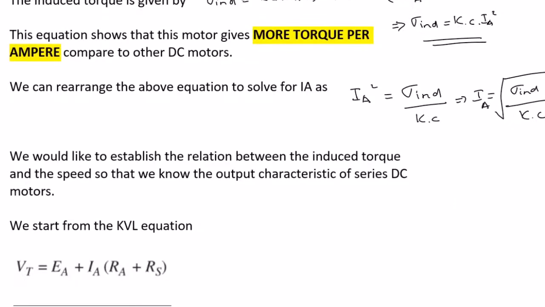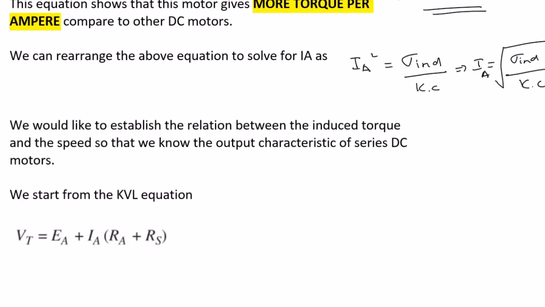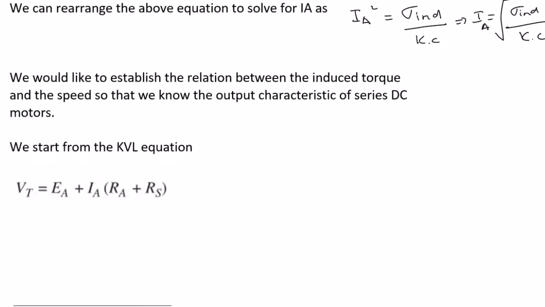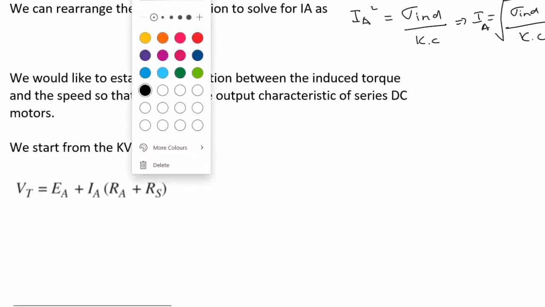Okay. Now to proceed, we are going to start to use the KVL equation, which is given by this equation: Vt equals Ea plus Ia times in brackets Ra plus Rs, which we've already seen previously. Okay, and I think I'd like to change the size of the pen.